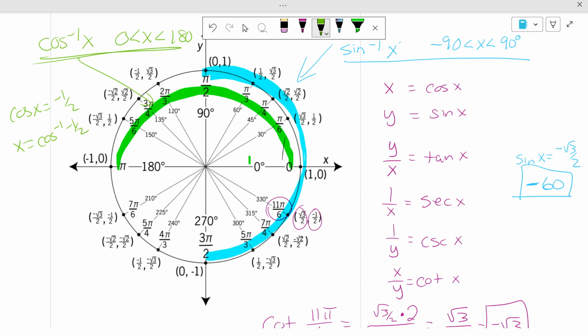The inverse cosine of negative 1/2, well, the x value where x is negative 1/2 is right there, which is 120 degrees. Not negative 120, it's 120 degrees. Okay, so you work this part of the circle.